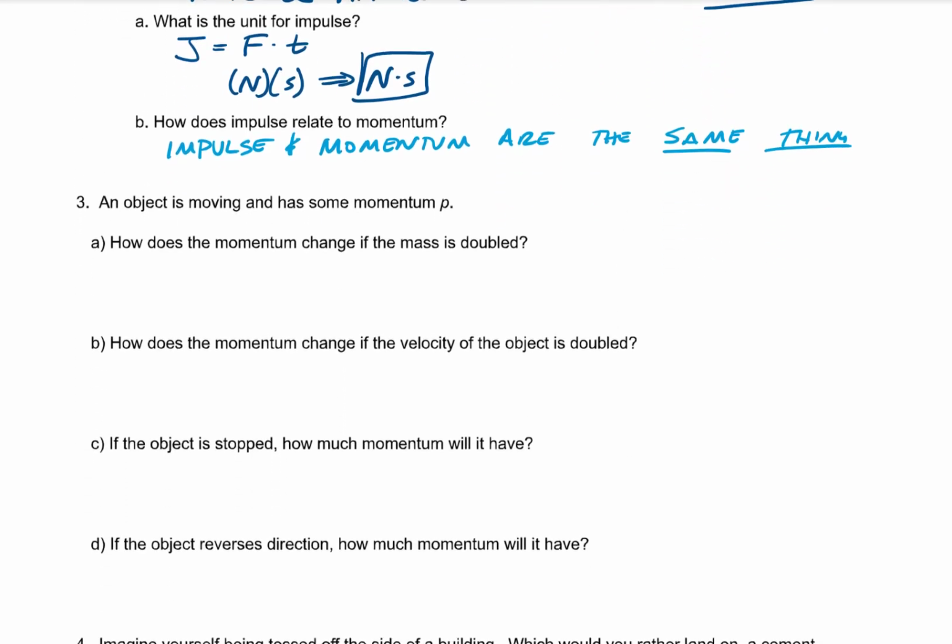So an object is moving and has some momentum. Oh, wait, sorry. So impulse J is equal to change in momentum. So I've got an object that's moving. It's got some momentum P. If I double the mass of the object, P is equal to mv, so if I double m, I'm going to double the momentum. So we have twice the momentum. If I double the velocity, same thing. Momentum is mv. If I double the velocity, I double the momentum. And if I stop the object, the momentum is going to be 0, because if I have no velocity, I have no momentum.